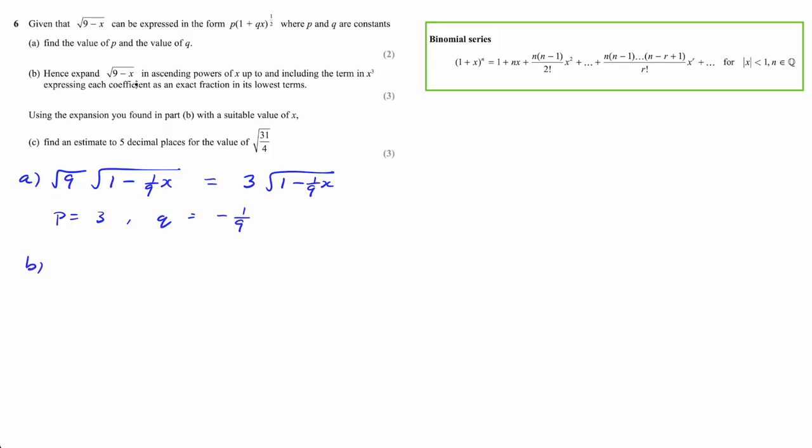Part B. Hence, expand this in ascending powers of x up to and including the term x cubed, expressing each coefficient as a fraction in its lowest terms.